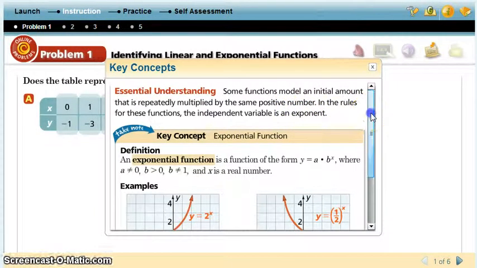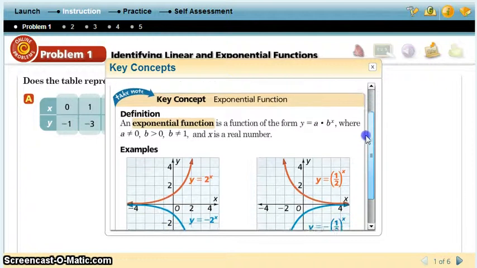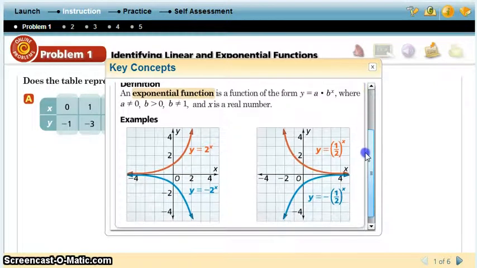Now this is a look at what an exponential function is, the definition. The exponential function is written in the form y equals a times b to the x. Now think back to your exponent rules. We can't combine the a and the b here. They're not like bases. If they were, we could add the exponents, but they are not like bases, so we have to leave them separated like this form.